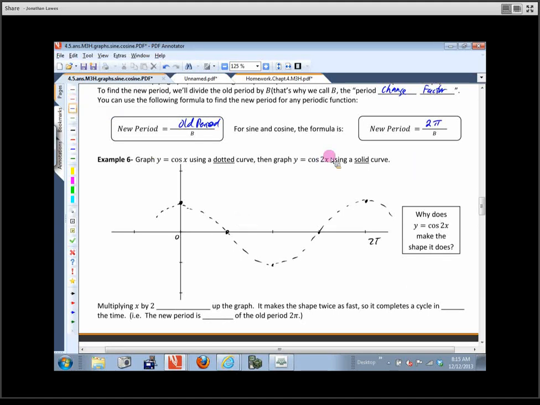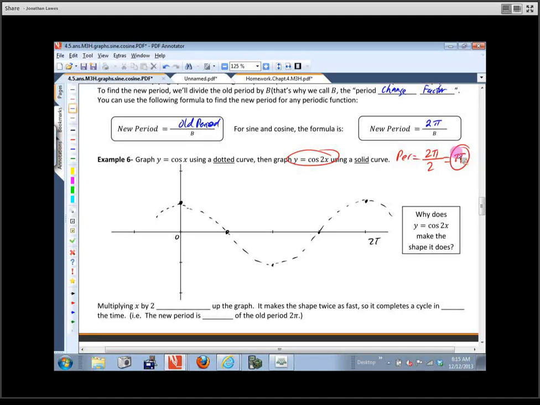Okay, well, now we're going to graph this one right here. We're going to graph y equals cosine of 2x. So I've multiplied the x by 2. I've got a period change factor of 2. So to figure out what the new period is, the new period is going to be the old period, which is 2 pi, divided by the period change factor. What's the period change factor here? 2. So what's the new period?